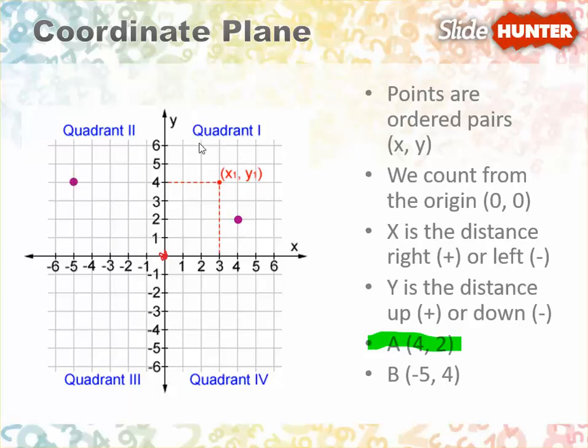You'll also notice the coordinate plane has names for the 4 different parts. Starting in quadrant 1, which is the most common, where both things are positive, and then working around counterclockwise.